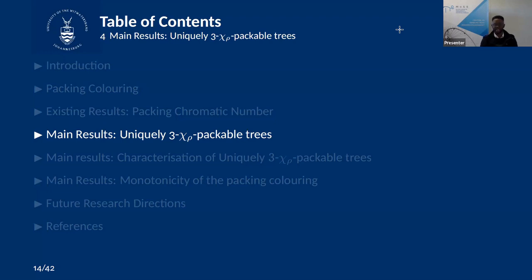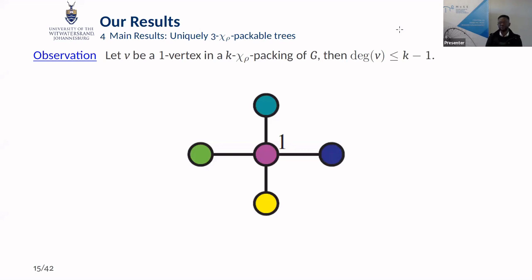So we want to look now at the uniquely 3-chromatic packing colorings. The starting point of our result was a quick observation: if you have a vertex colored 1 in a k-chromatic packing coloring of a graph, then the degree of that vertex is at most k minus one. Why is it k minus one? Because I want to color this graph with k colors, maybe 3, maybe 4. Because you have colored this one, the neighbors of this vertex cannot have the same color. We have a distance restriction: if this is colored one, the next one colored one will be at distance at least 2 from it. So it means that the degree is at most k minus one.